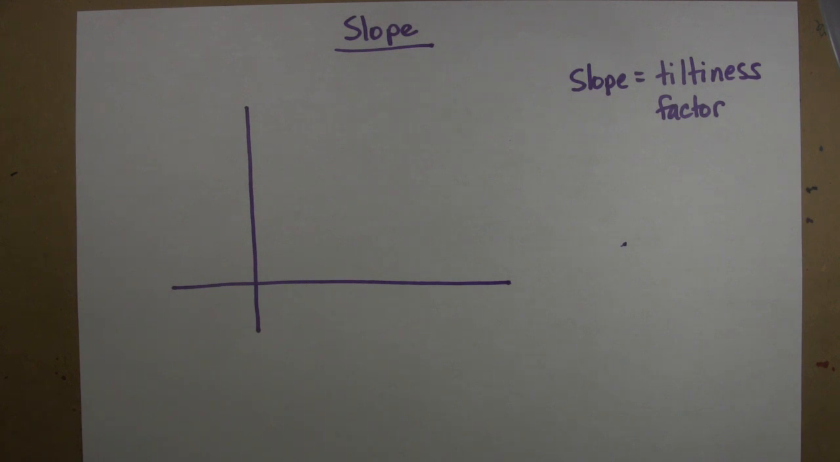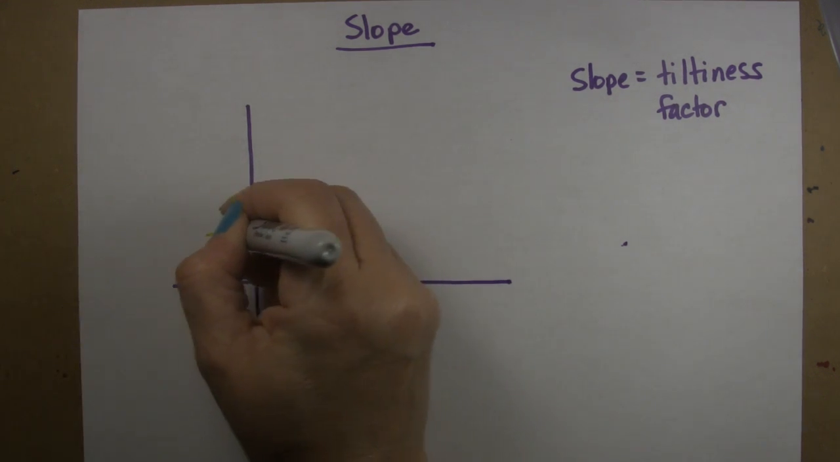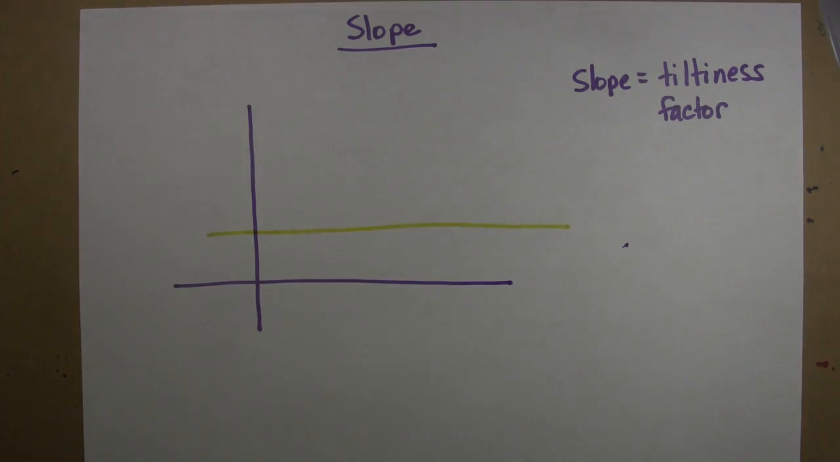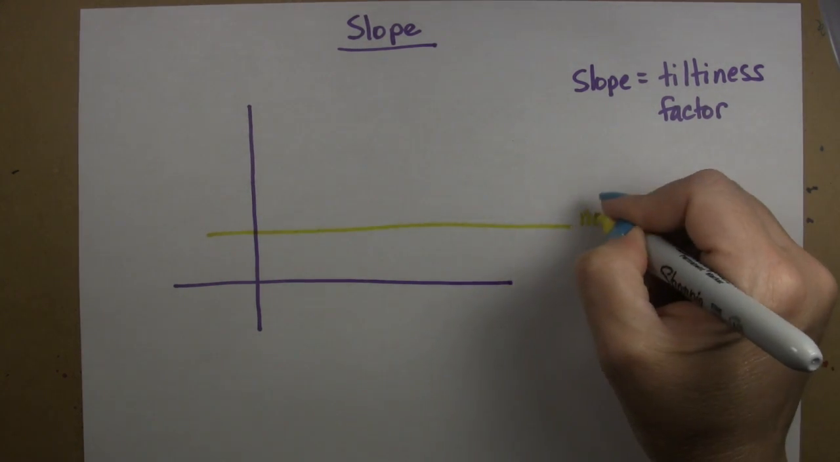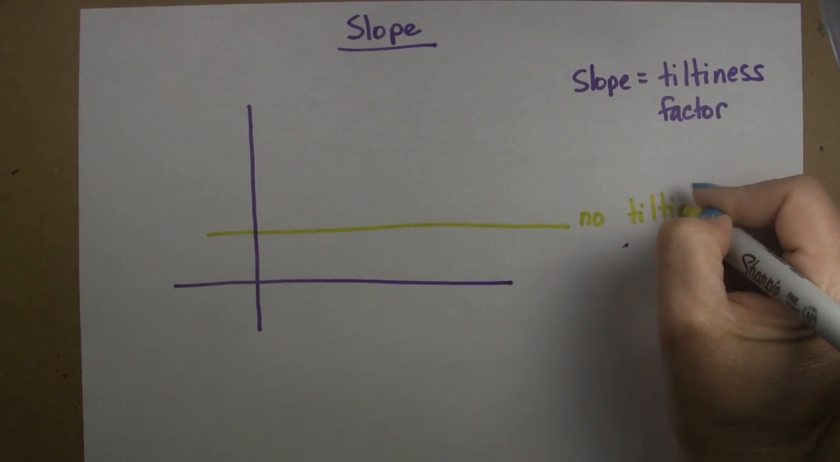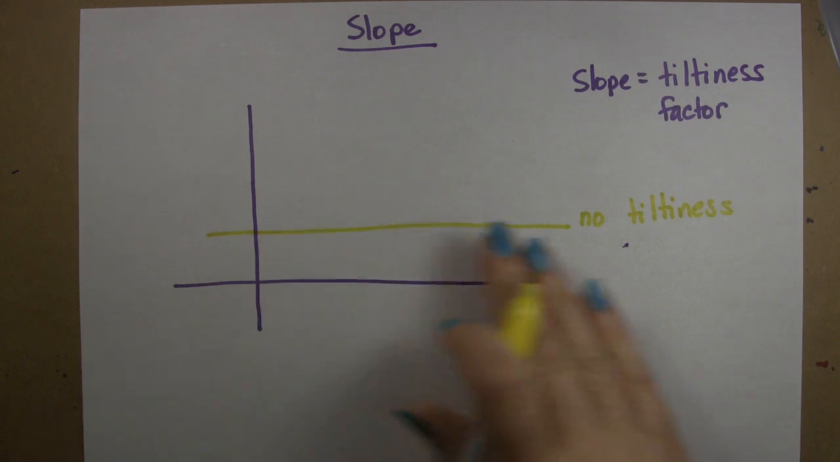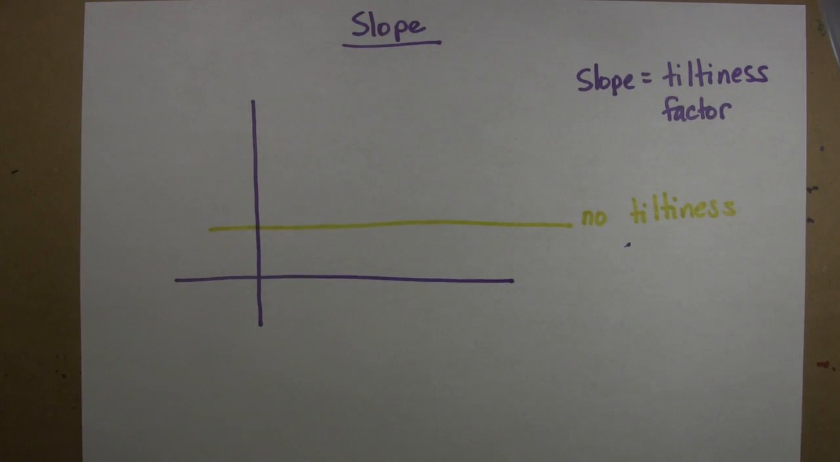So I'm going to draw you a couple of lines here, hopefully all in very different colors. So here's a line that is straight. Pretend like that's straight. There's a line that is straight. And so this line has no tiltiness. This is just walking on a nice flat sidewalk, no problems at all.